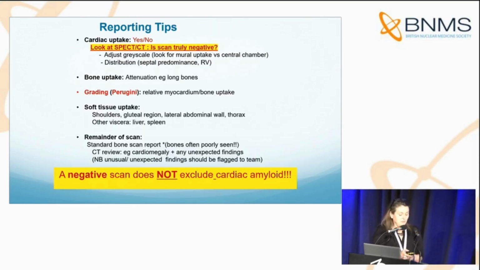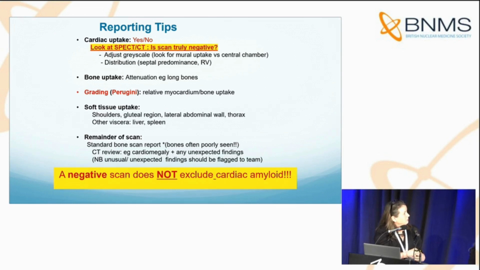So reporting, obviously some tips and guidelines. You're looking to see this cardiac uptake. Look at the SPECT CT. Is it a truly negative scan? Adjust the grayscale, perhaps look at the different projections. You're looking for mural uptake as opposed to that central chamber uptake. The distribution, septal predominance, typically seen in the wild-type ATTRs. In the hereditaries, it's often more concentric, more evenly distributed. Bone uptake, attenuation of long bones, and then you can give your Perugini grading.